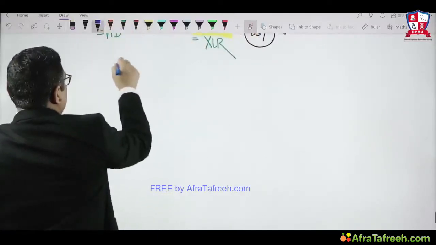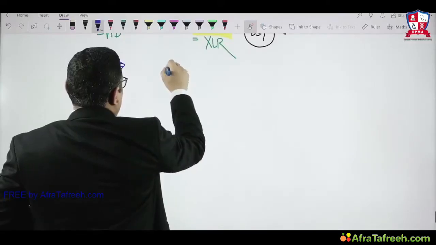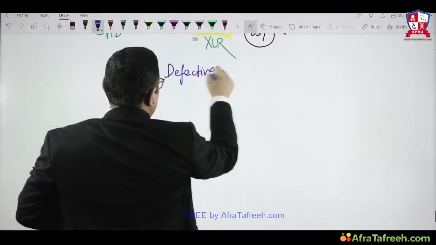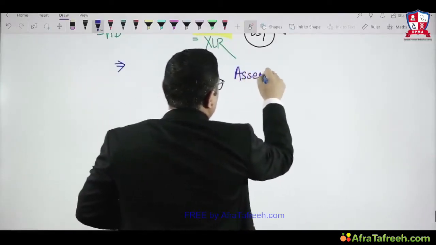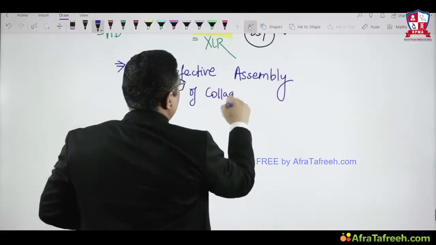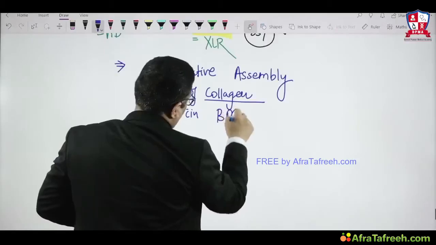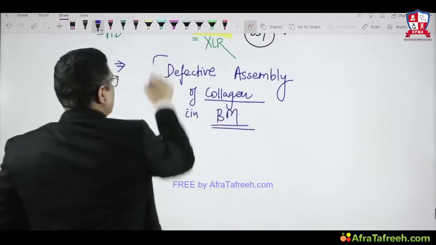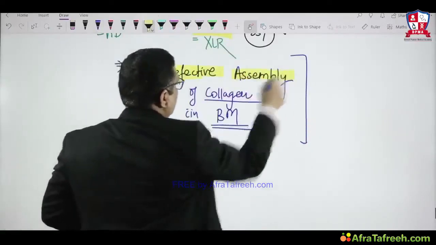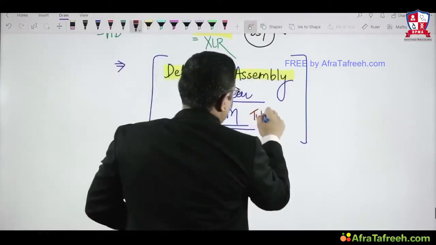Now coming to the pathogenesis of the Alport syndrome. Pathogenesis is the defective assembly. See what I'm writing? Defective assembly of collagen within the basement membrane of the kidney. So that is the basic pathology in Alport syndrome. Remember what I'm saying? Defective assembly of the collagen in the basement membrane, right? So which collagen is present in the basement membrane? We all know that type 4 collagen, right?